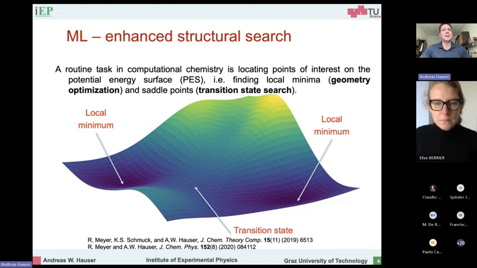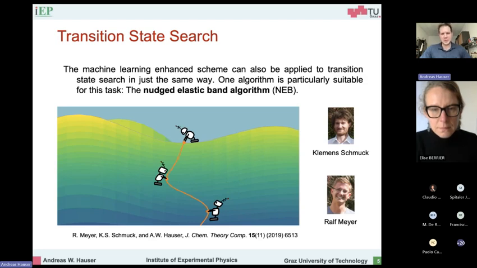Transition states are relevant in that they are defining the kinetics of a reaction, right? If you have a reactant state and a product state, the energy difference would determine your thermodynamics. Is the reaction exothermal, is it endothermal? But in order to gain information on the reaction speed, you will also need to know the energy of the transition state with respect to these minima. And so we provided contributions for geometry optimizations, finding these minima, but also to find these saddle points. In this transition state search, we made a contribution to an algorithm that is called the nudged elastic band algorithm.